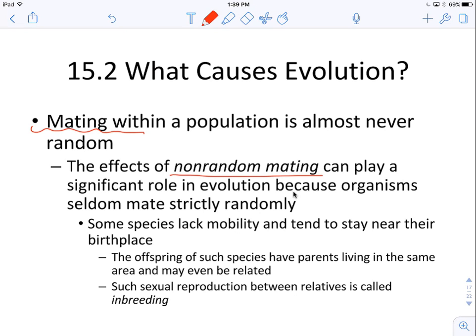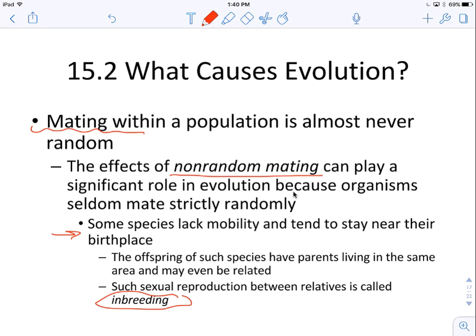Examples of non-random mating. Some species lack mobility and tend to stay near their birthplace. So offspring have parents living in the same area. They may even be related. Sexual reproduction between relatives is called inbreeding. We saw this a little bit when we talked about genetics, and we talked about the royal families and that kind of stuff.